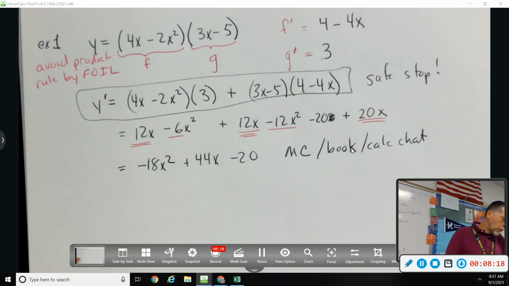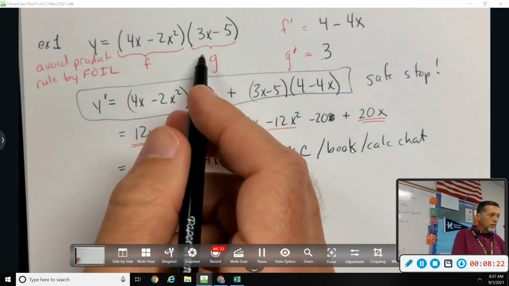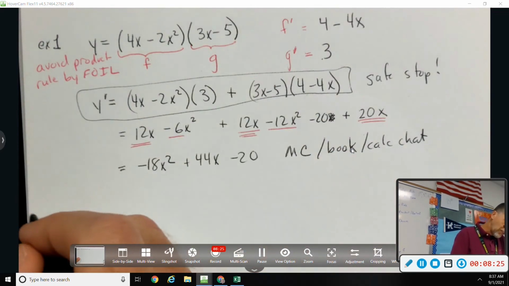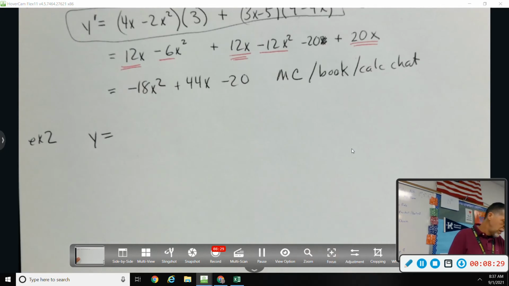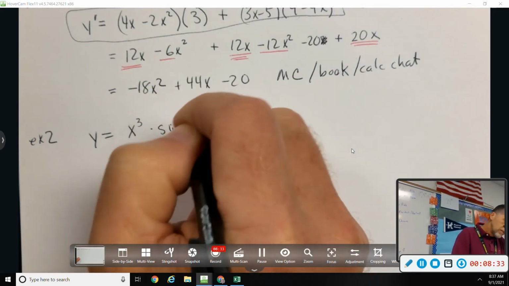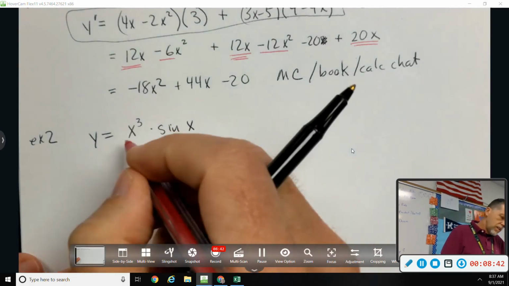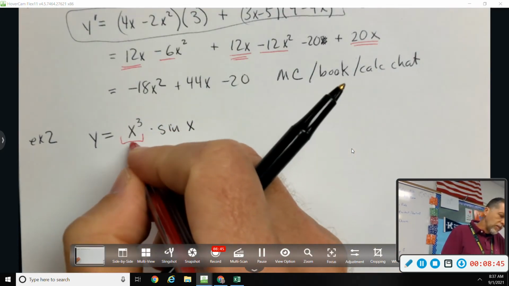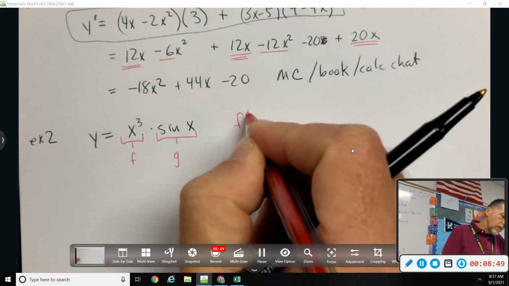But we can also force you into the product rule. So if you see one where you want to avoid the product rule by FOILing, that's fine, because I can write a problem like number 2 here that forces you into the product rule. x cubed times sine of x. So there's no way to multiply that to avoid the product rule. You're going to have to use the product rule.